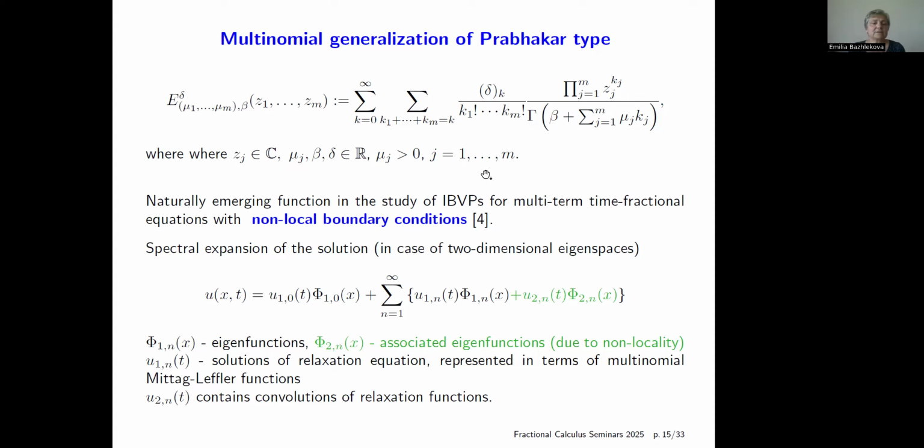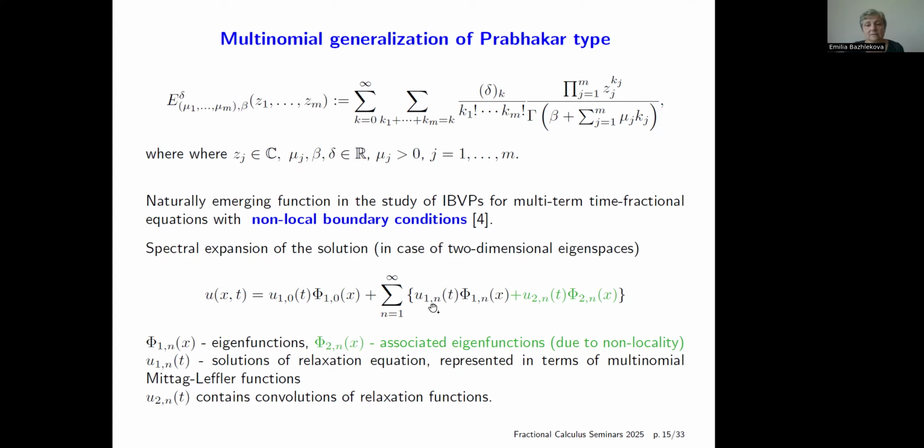I recall that this function naturally emerges in the study of initial boundary value problems for multi-term time fractional equations with non-local boundary conditions, and I will explain shortly here why. When the boundary conditions are non-local, then the eigenspaces could be multidimensional. In the case considered in paper 4, they are two-dimensional, and this is the form of the eigenfunction expansion.